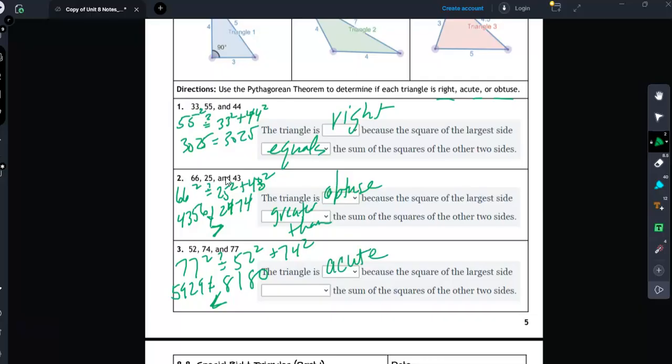It is acute because the largest side is smaller than, or less than, the sum of the squares of the other two sides. Okay, so that should be pretty easy today for Friday. If you have questions, come see me.